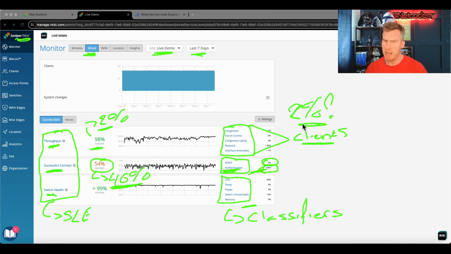Is it RADIUS? Is it congestion on the ports themselves? Is it congestion on the uplink? Is it interface anomalies, etc., etc.? So that, just from a high level, is the user interface and what you're actually looking at here.